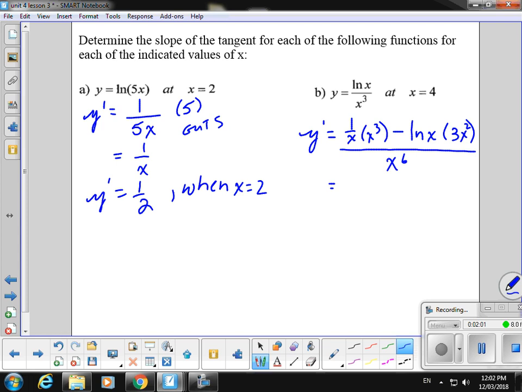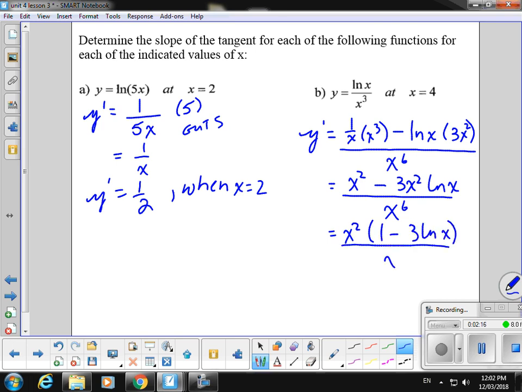So I'm going to tidy up the top. It's x squared subtract 3x squared ln x, just get a habit, that's how I order things. And I do see a common factor of x squared. And so if I factor that out, as I imagined, I have ugly over x to the 4.